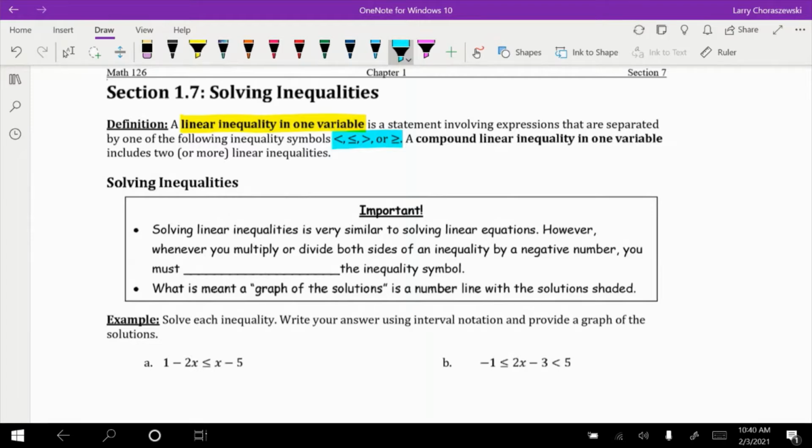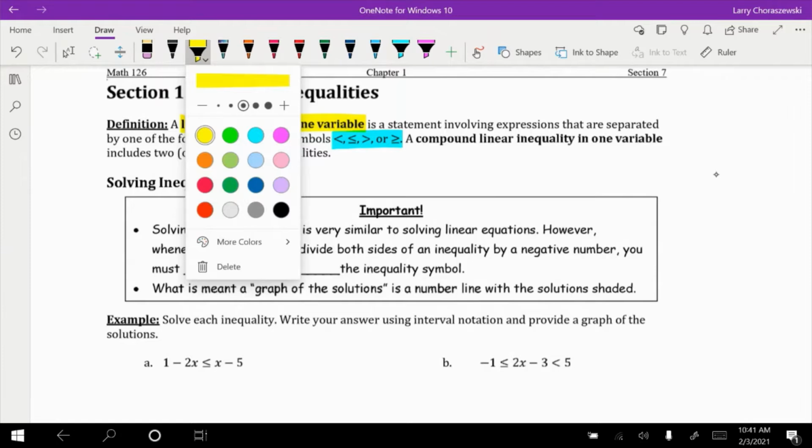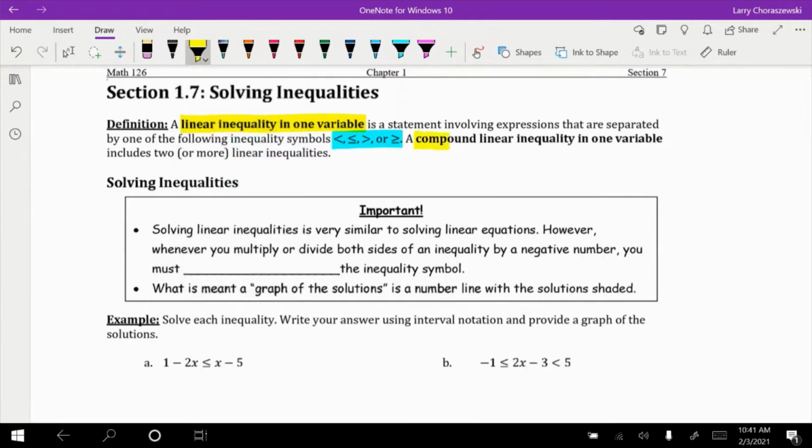And the way we solve these sorts of linear inequalities is much like we would an ordinary equation, but there's an important detail that I'll discuss in just a second in this context. Another type of inequality is known as a compound linear inequality in one variable. And the deal with these is that they'll include two or more linear inequalities.